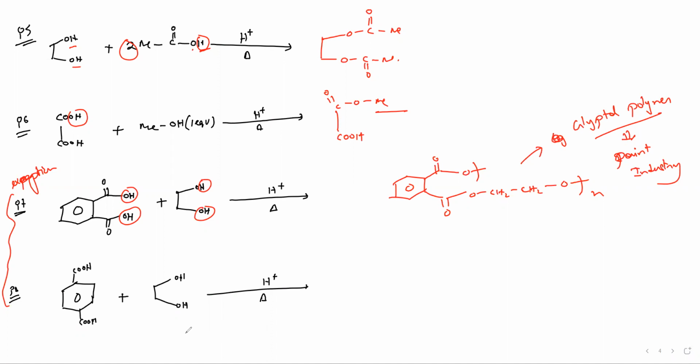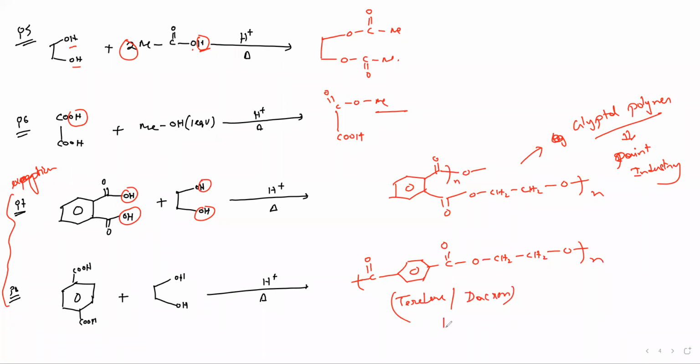Okay, this one. Again, a similar type of compound, similar reaction, similar type of polymerization takes place, which is called terylene or dacron. Used in the fabric industry.